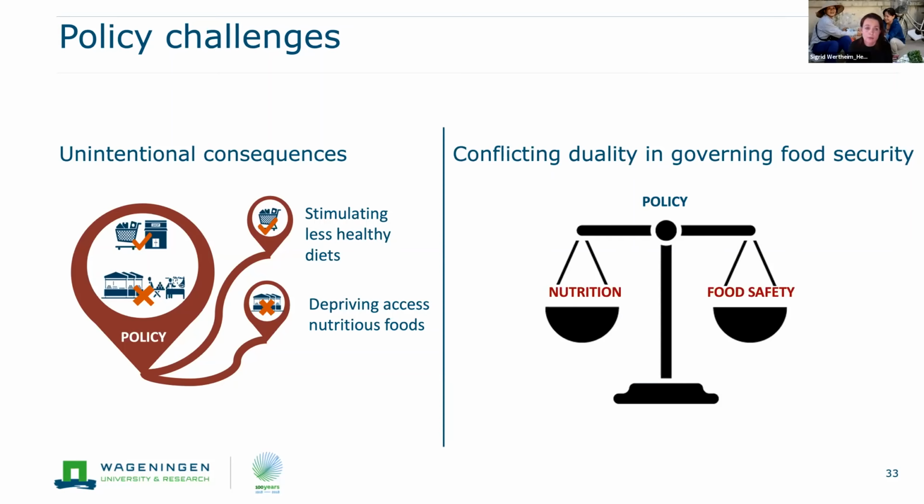But it's resulting in unintentional consequences. On the one hand, if you push people into supermarkets, that might stimulate less healthy diets, like the increased uptake of ultra-processed foods. On the other hand, if you do away with traditional vending infrastructures, you might deprive people of access to nutritious foods. And then you see also a conflicting duality for policymakers in governing food security, balancing on the one hand access to nutritious foods, especially fresh and plant-based food, and also ensuring food safety. And especially when we see that people are going informally online, how do you then guarantee also the safety of the foods consumed?